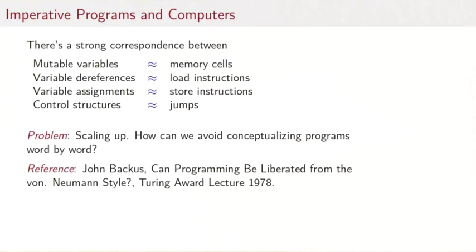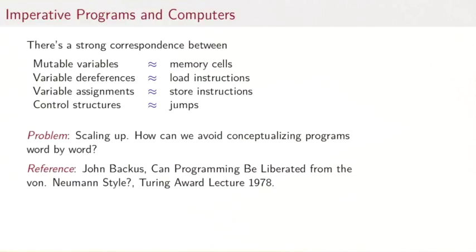There's a very strong correspondence between the memory cells of a von Neumann computer and the mutable variables in a programming language. Variable dereferences correspond to load instructions in the computer. Variable assignments relate to store instructions. Control structures all translate into a sequence of jumps. So that's all very well, but the problem is scaling up. We want to avoid conceptualizing programs just word by word. We want to reason in larger structures.